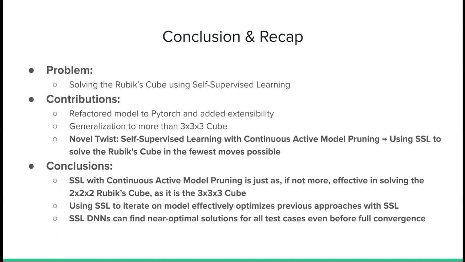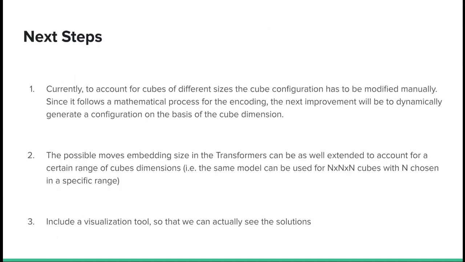What's our conclusion? SSL with this pruning technique is just as effective, if not more, in solving the 2x2 as it is the 3x3. And the SSL DNNs can find near optimal solutions for all test cases, even before full convergence. This is the whole point of pruning, not just doing the job, but getting it done faster. So here are some next steps, which you can take a look at.